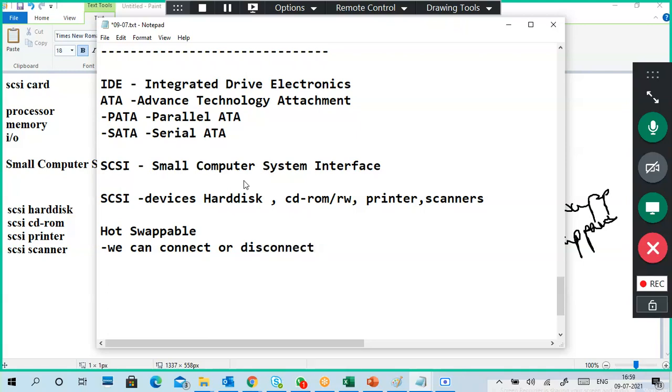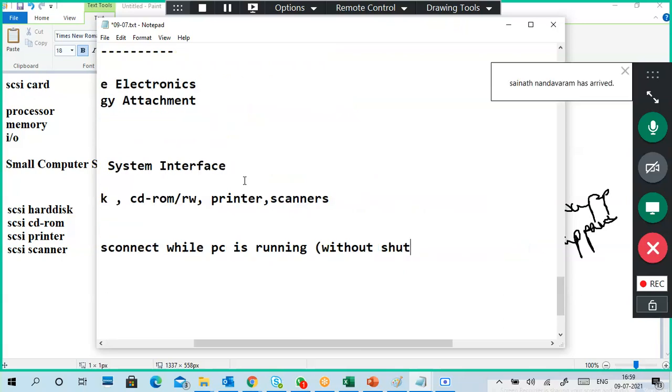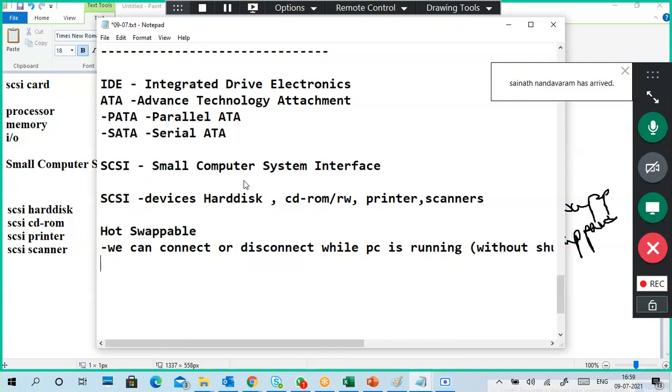We can connect or disconnect while the PC is running, which means without power off or shut down. Next, it is hot swappable.